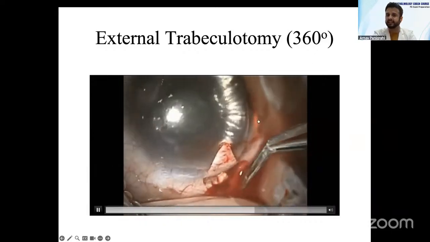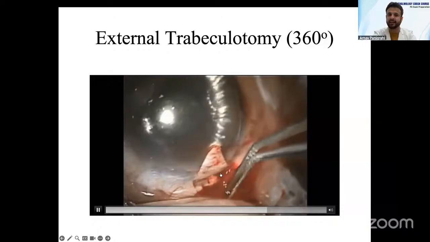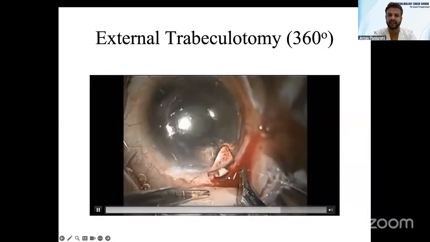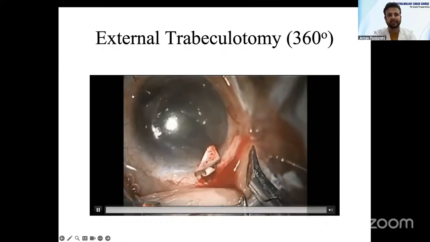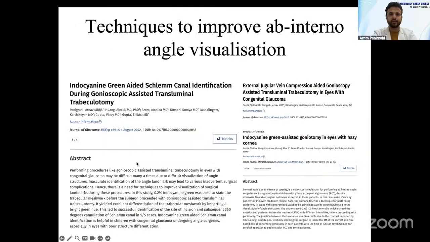Here you can see the tip of the light bulb coming out from the other side. It emerges from the other side, and you can just pull it to deroof the Schlemm's canal. So these are a few techniques we have described to improve ab interno angle visualization.